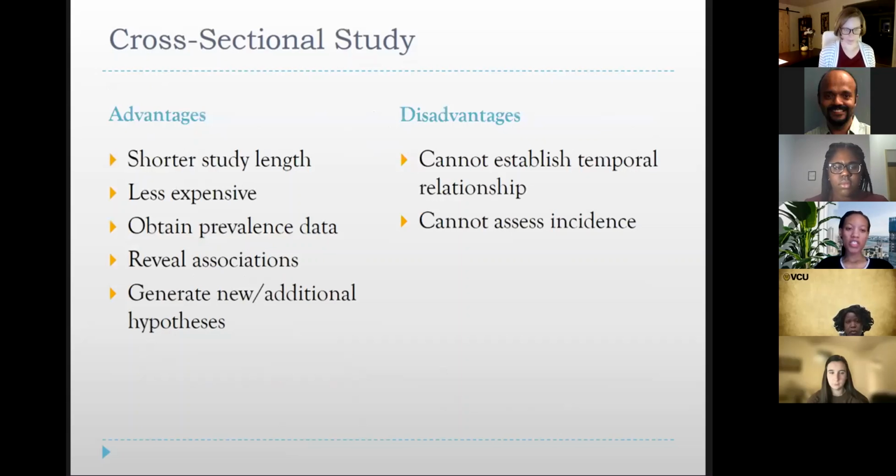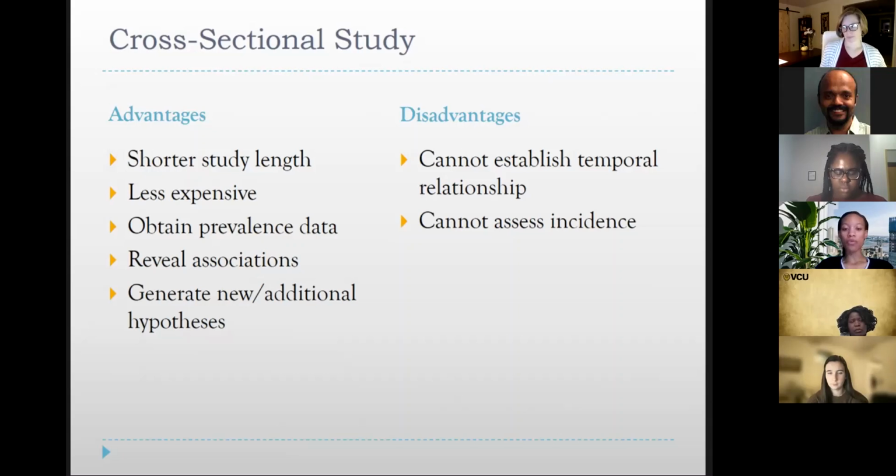And so some advantages of cross-sectional studies is that they take a lot shorter time to complete because you're just doing essentially a one and done. Sometimes people can do repeated cross-sectional studies, but we won't get too into that right now. Essentially, you're just capturing all of the information at one point in time. It's also less expensive to do it this way, and this obtains prevalence data, not incidence information.